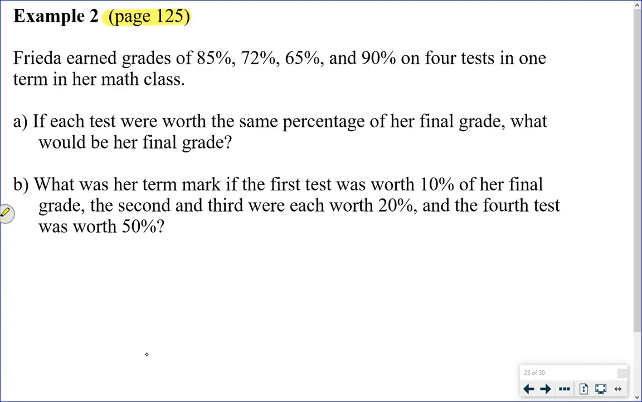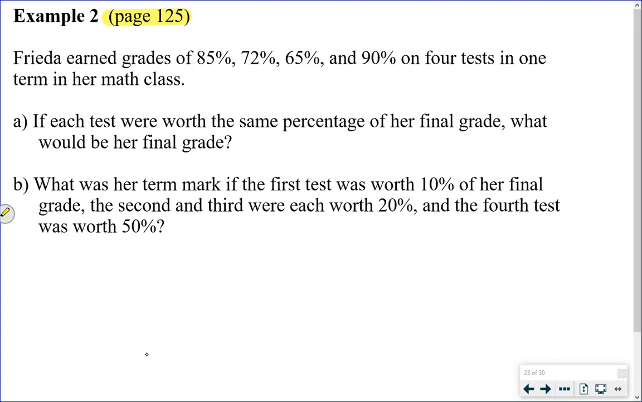So we're going to do the example on page 125. And there's room on the top of the next page for you to continue your work here if you need it. So Frida earned grades of 85%, 72%, 65%, and 90% on 4 tests in her math class. So if each test were worth the same percentage, what would her final grade be? So we're imagining a very simple situation. There's only 4 marks she gets. And the teacher's going to look at those 4 marks and is going to calculate her final grade.